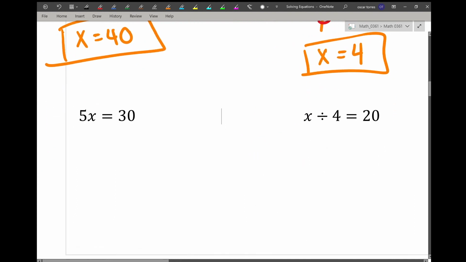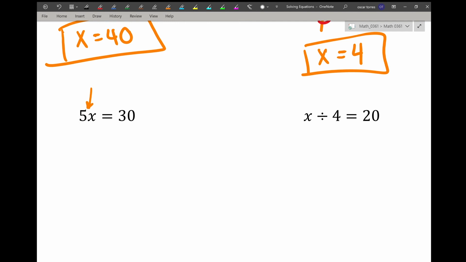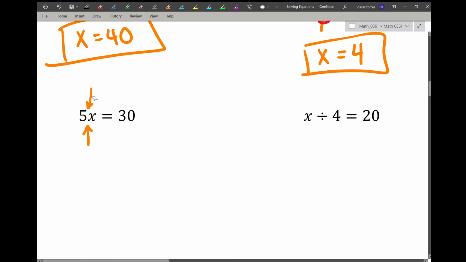Two more problems. So right here we have 5x equals 30. Now this is a new situation where we don't have a sign. So if you think about what's happening to x, it might be a little confusing. There's no symbol, there's no plus, minus, multiply, or divide. But anytime there's a whole number next to a variable, a number next to a letter, that means that they're being multiplied. So this is actually 5 times x equals 30.